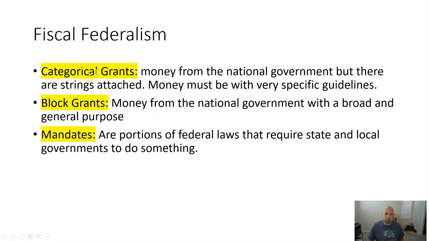So categorical grants are with strings attached. So my analogy here is your parents and you. So a categorical grant would be your parents giving you $100 for school, but they're having a lot of rules on this $100. You have to spend it on school stuff only. And they're going to want to see receipts. And if you spend money on something that's not school related, you're going to have to pay your parents back for that. So let's say that they give you $100 for school.